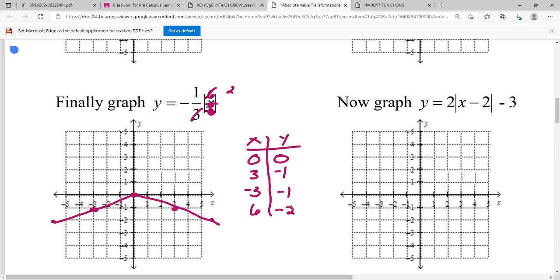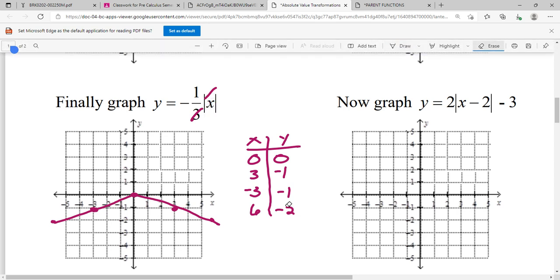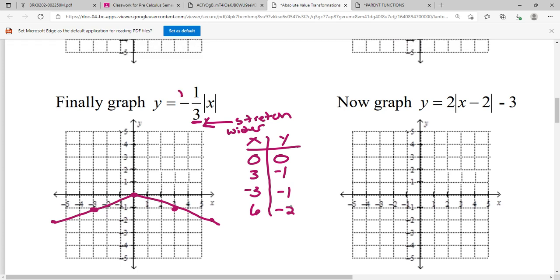Now, two things have happened here. This one opens down, it's flipped the graph, and it has stretched the graph. So this is a stretch. That 1/3 is what stretched it. Okay, so fractions are going to stretch it. Whole numbers are going to, no, this has shrunk the graph. There we go. It shrunk it down, made it wider, right? So, oh, it's wider. The other one was skinnier. The other part is that this negative flips the graph.